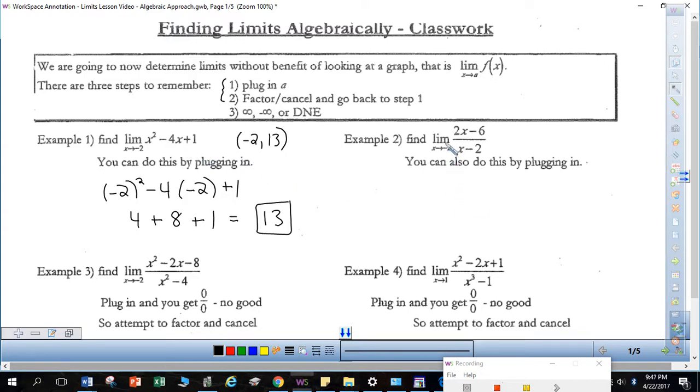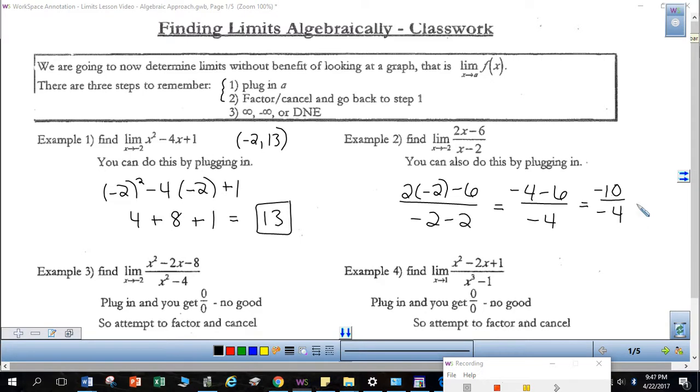Second example, we're looking at the limit as x approaches negative 2 again. Now we're looking at a rational function, but we could also do this by just plugging it in. So we end up with negative 10 divided by negative 4, which would be equal to positive 2.5.